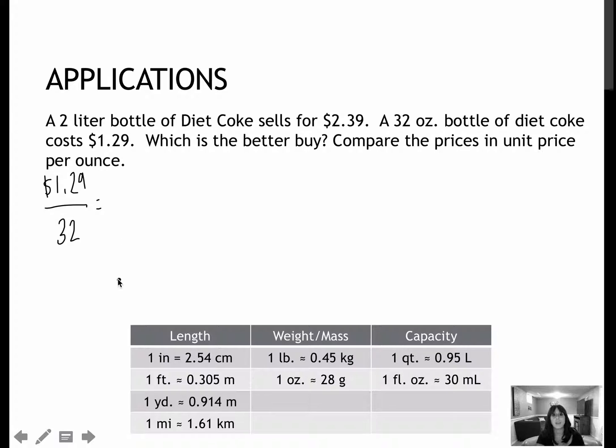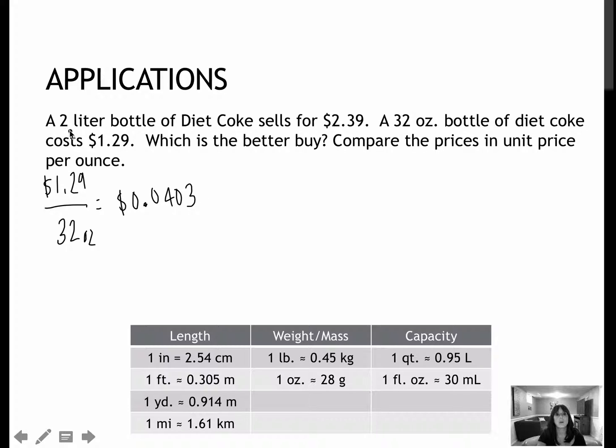And so if I divide $1.29 by 32, I will end up with price per ounce. When I divide, I get 0.0403, etc. Now typically dealing with money, I would stop right here at that 4, but again, we don't know what the price per ounce of the 2-liter bottle will be, and so it might be beneficial for us to carry it out a few extra decimal places. So I'm going to stop right there and hope that that's enough.